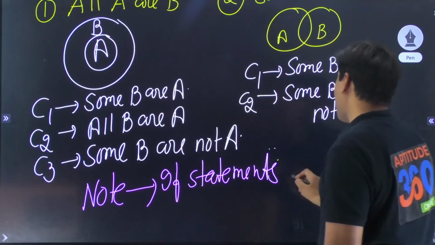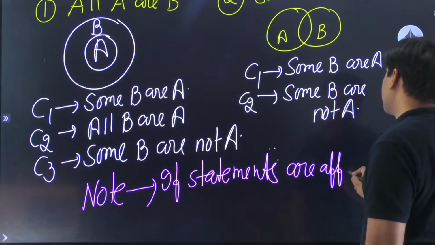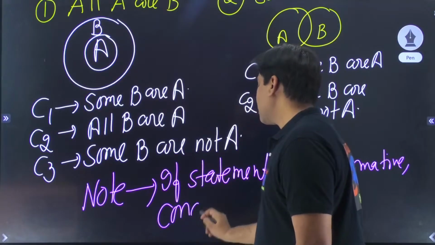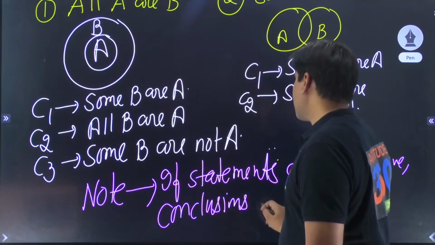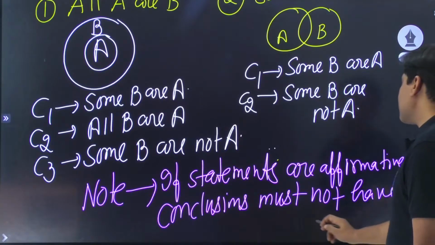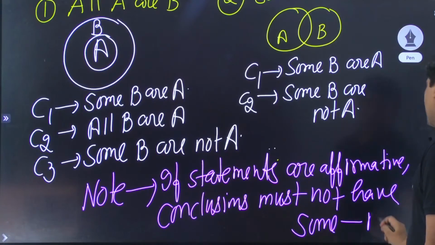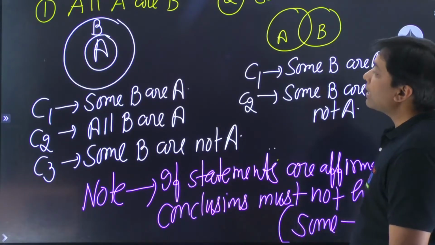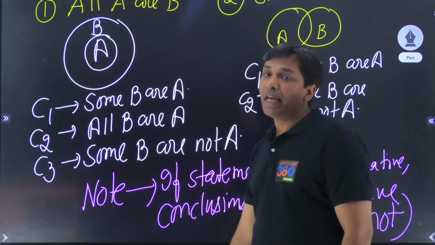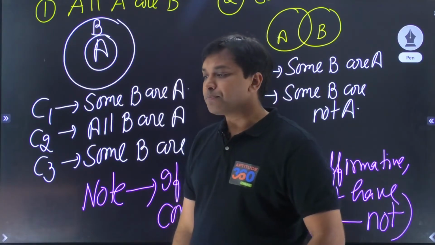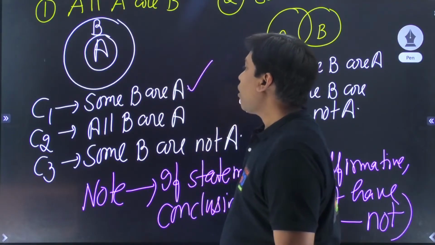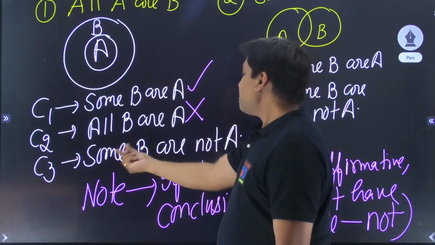If statements are affirmative, conclusions must not have some not. मैंने क्या बोला? कंक्लूजन में सम के साथ नॉट नहीं लगेगा अगर आपके दोनों स्टेटमेंट अफर्मेटिव हैं. जो भी स्टेटमेंट्स हैं वो अफर्मेटिव हैं. My statement is all A are B. Is it affirmative? Affirmative is a positive statement, isn't it? Now, conclusion number 1, some B are A. That's absolutely fine. All B are A. This is not fine. Some B are not A.